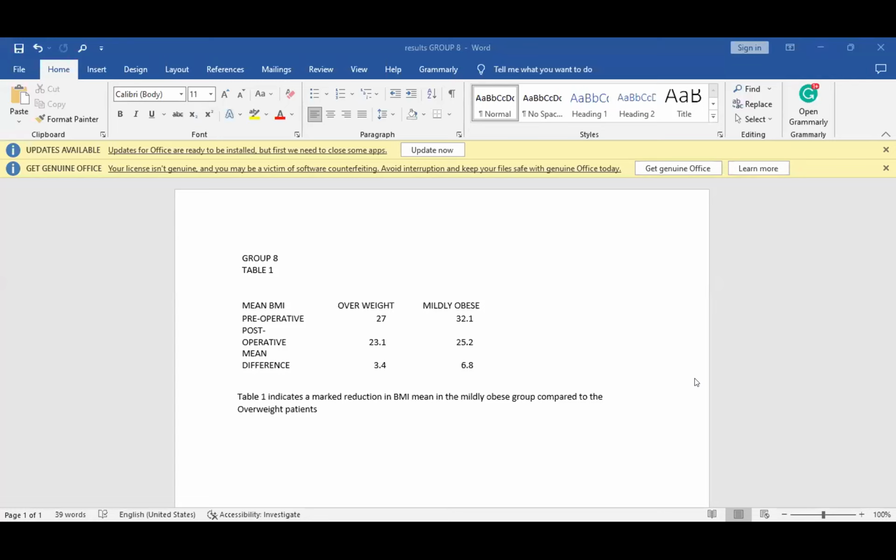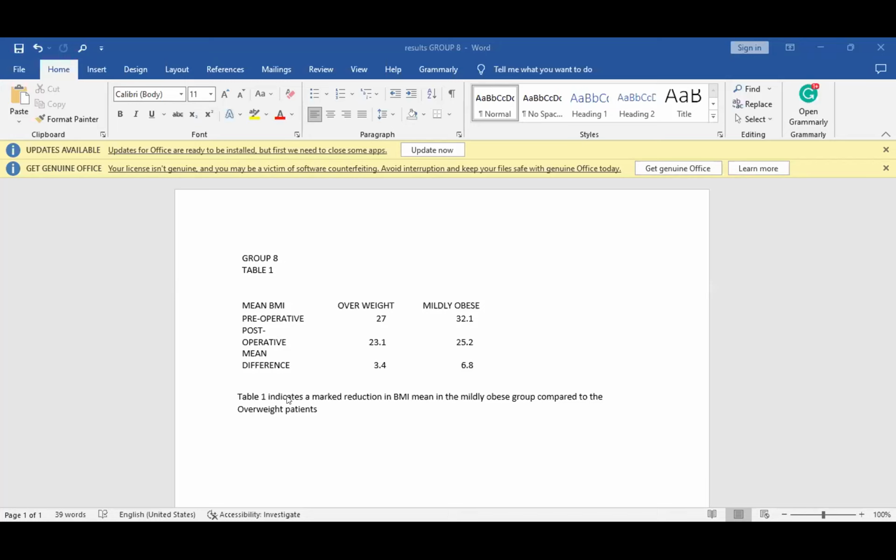In group 8, we agreed that the result was presented in chronological order. For the second part of the question, we decided to make a table out of the statements. We called it table 1. You can see the mean BMI, pre-operative and post-operative results for the patients, then the mean difference. The overweight had 27, mildly obese 32.1, 23.1.